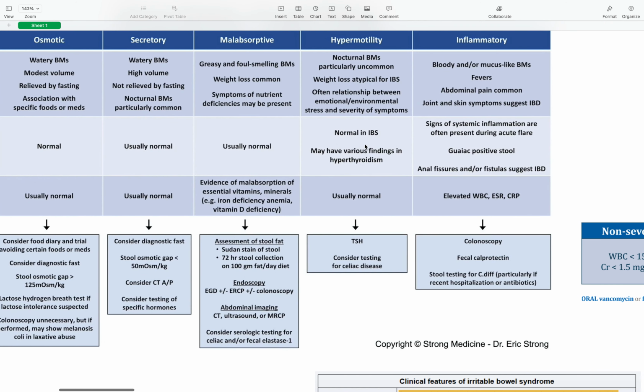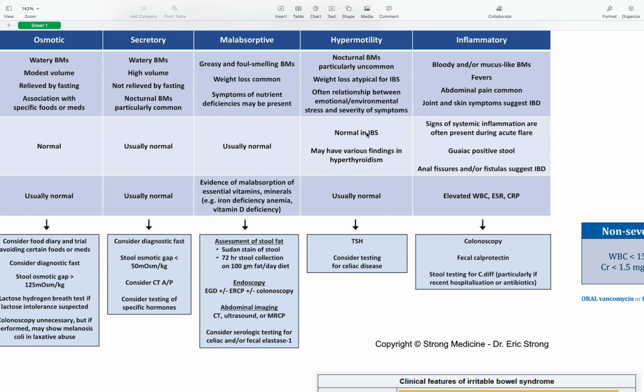And then hypermotility, nocturnal bowel motions, particularly uncommon, and patients may have weight loss. And one of the causes of hypermotility may be irritable bowel syndrome. And in irritable bowel syndrome, weight loss is atypical. If the patient has weight loss and irritable bowel syndrome, then it must be worked up further. Okay. Often, a relationship between emotional, environmental stresses, and severity of the symptoms is common.